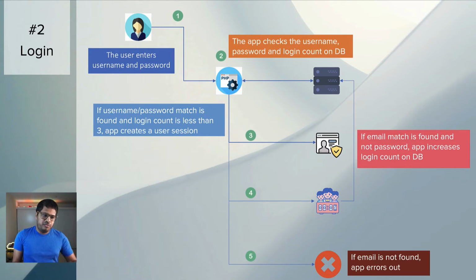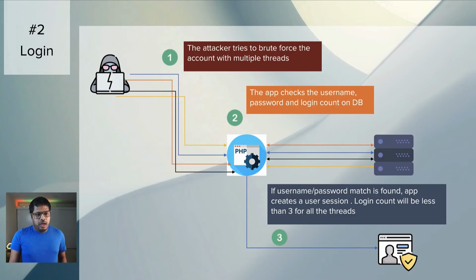There is a fifth step. If an email is not found on the system, obviously the application will throw an error. Now look at the happy path. Let's look at it in a very detailed manner.